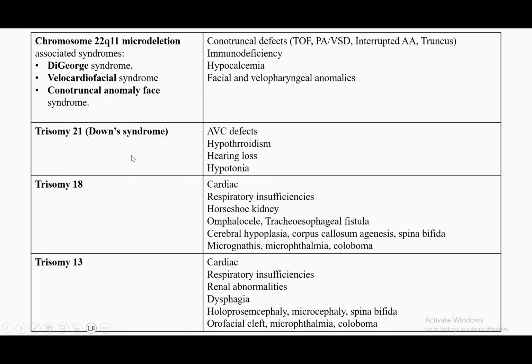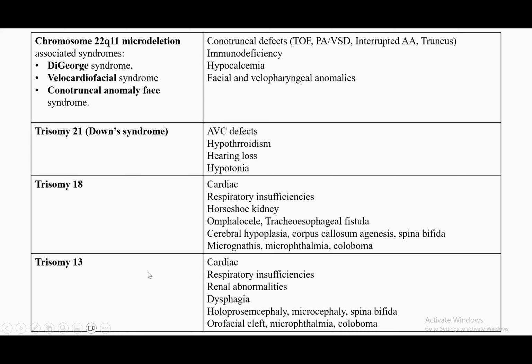Trisomy 21, Down syndrome: usually AV canal defects with hypothyroidism, hearing loss, hypotonia. Trisomy 18: cardiac anomaly plus respiratory insufficiency, horseshoe kidneys, omphalocele, tracheoesophageal fistula, cerebral hypoplasia, corpus callosum agenesis, spina bifida, micrognathia, microphthalmia, and colobomas.